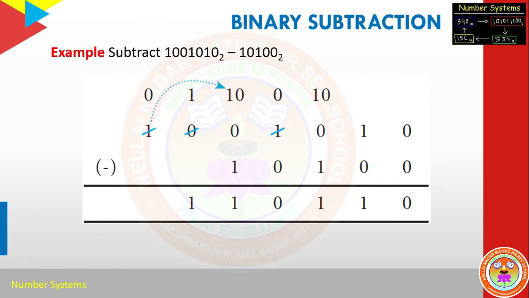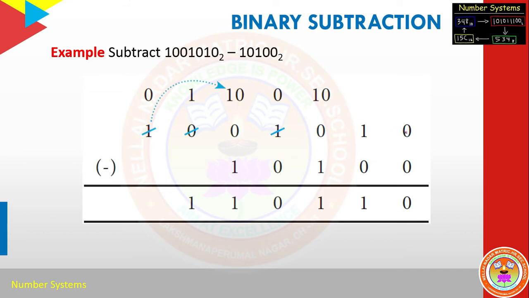This is example number 1. See that. So what is the question? 1 0 0 1 0 1 0, that is the first binary number. The next binary number is 1 0 1 0 0 0, base 2. So now I just write like this. The first number is 1 0 0 1 0 1 0. The next one is 1 0 1 0 0 0.